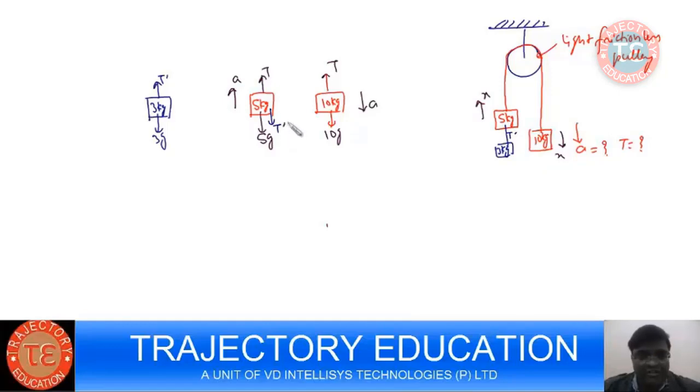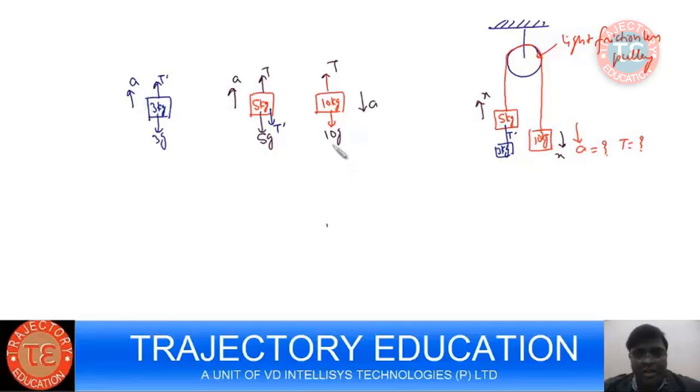You have one string in the upward direction, so you apply T in the upward direction. You have this string in the downward direction, so you apply this T dash on 5 kg in the downward direction. For 5 kg you have one string in the downward direction as well. And now suppose your acceleration is A, the 10 kg mass is accelerating with A in the downward direction. So of course 5 kg and 3 kg are going to accelerate with A in the upward direction.